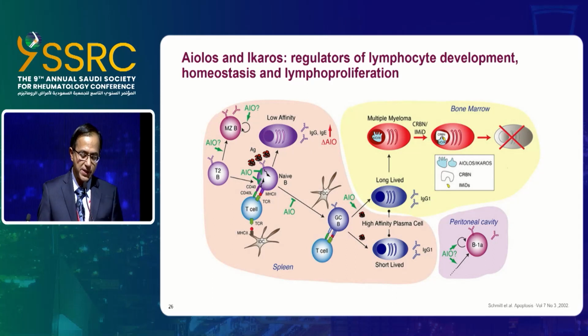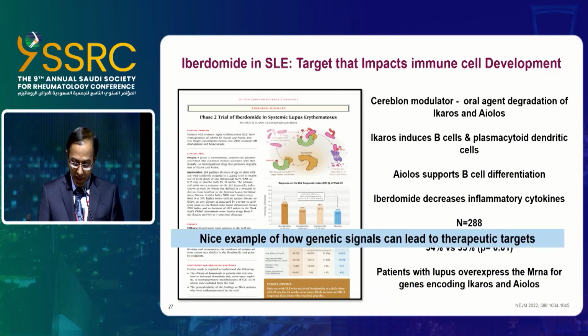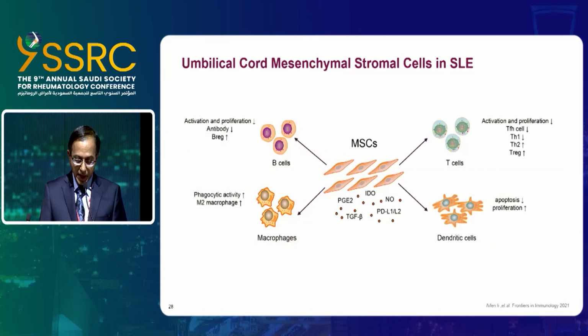Hence, it makes sense if you can block with this cereblon inhibitor, which is CC-220, by blocking Aiolos and Ikaros, that will prevent the B-cell hyperproliferation, also will prevent the production of the plasmacytoid dendritic cells, as well as it will prevent the B-cell differentiation. The data was presented in 2022, consisting of 288 patients in the New England Journal of Medicine. At 24 weeks, the primary outcome shows there is a difference of effect size of roughly about 20%. And that's a very classical molecule.